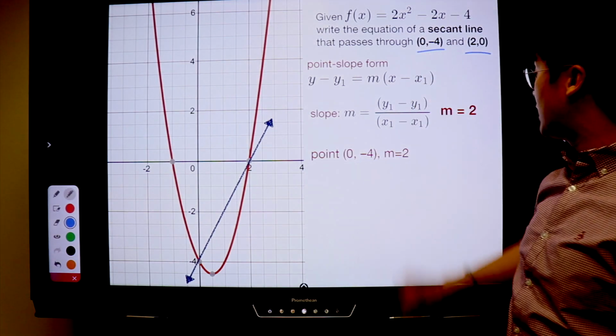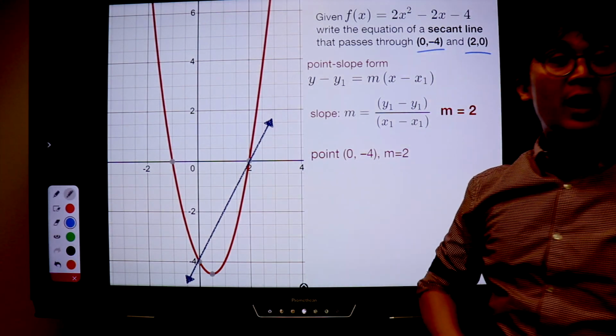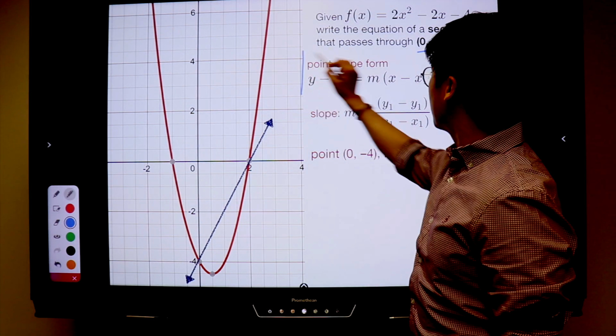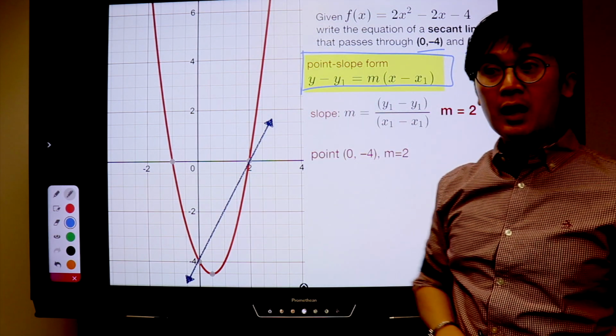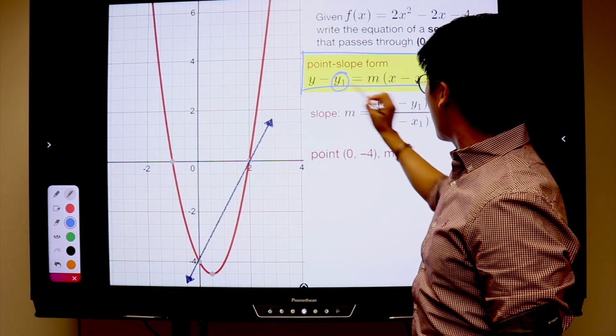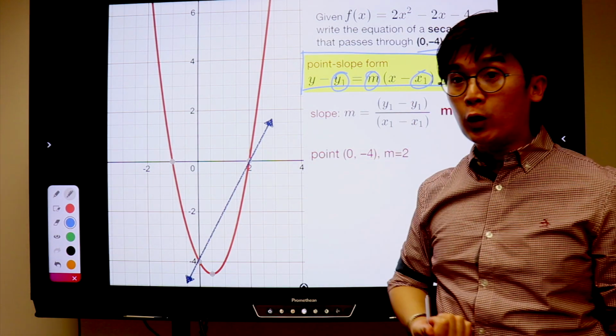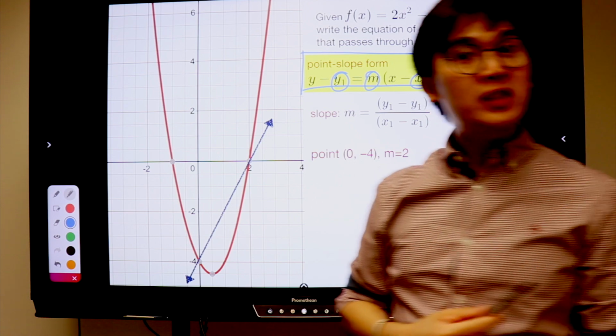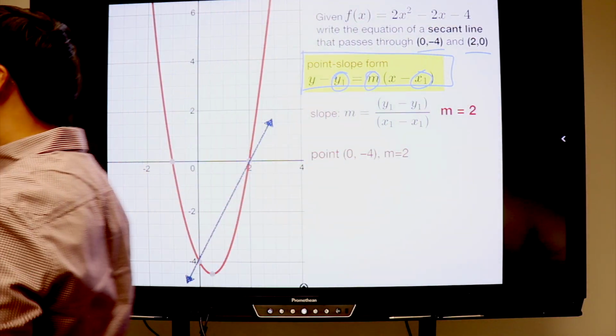Let's choose the first one, (0, -4), with a slope of 2. Can we now write the equation of a line? Of course, because all you need to do is to use that formula, plug in the value of y1 and then x1, and you have your equation of the secant line. Can you please write the equation of the secant line we're looking for?